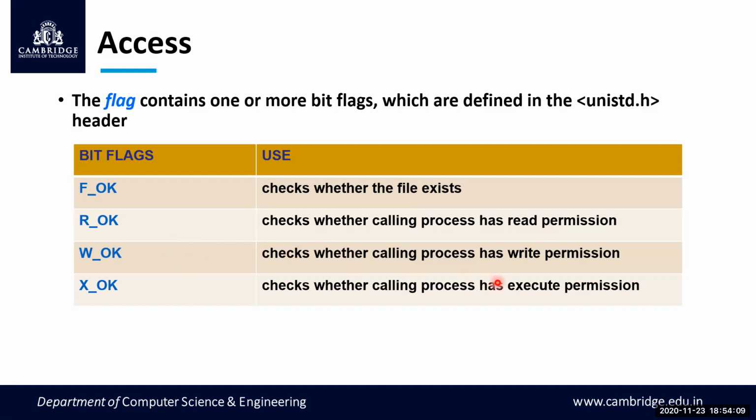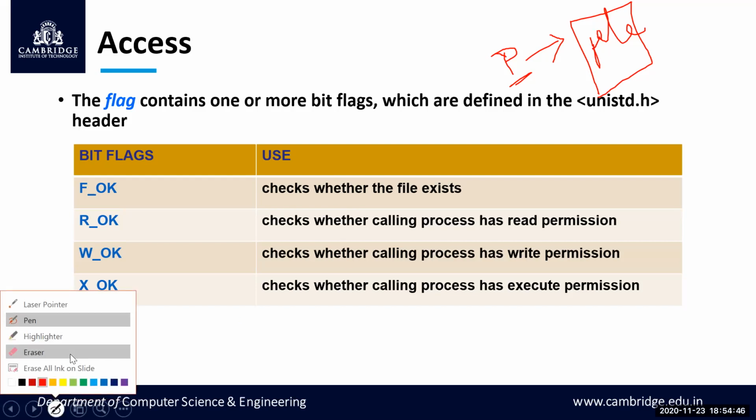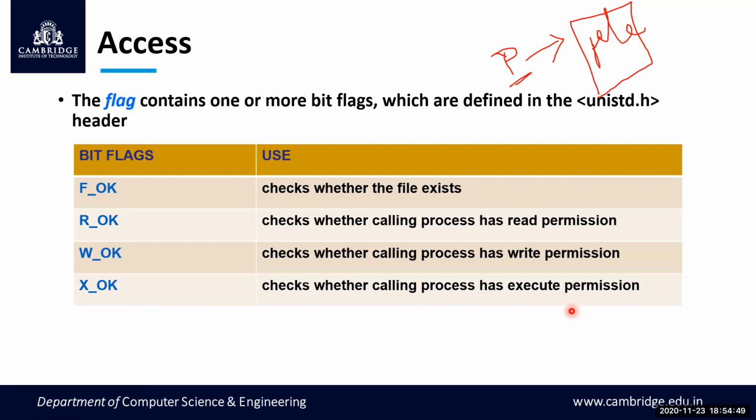W_OK checks whether the calling process has write permission. Who is a calling process? The process which is actually trying to access. So this is our process, which wants to access a file. This is our file. I'm very sorry, my handwriting is a little messy. So this P is called a calling process, who is actually calling to read the file. And X_OK checks whether the calling process has execute permission.